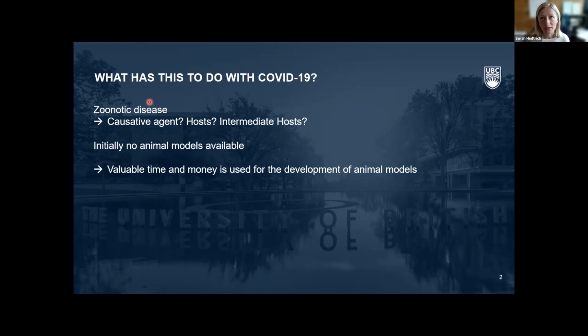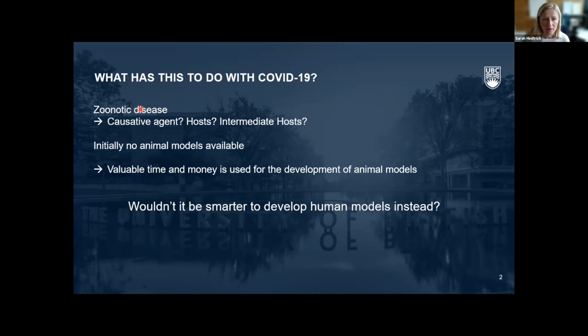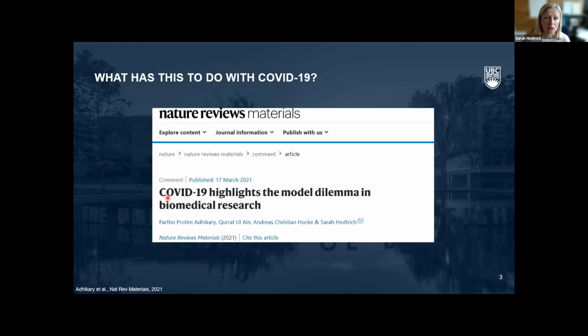Nonetheless, to better understand what the virus is doing and how we can treat those infections, or potentially even prevent the spread and the infection itself, the gold standard we are looking at is the human being. And so a very important question that we need to ask ourselves is, wouldn't it be smarter to utilize human-based models instead of animal models? This is the key question that I will allude to over the course of my presentation. This is also the question that we discussed in a recent article that I published with a couple of colleagues, these are my students, and this is a colleague from Berlin, in Nature Reviews Materials.